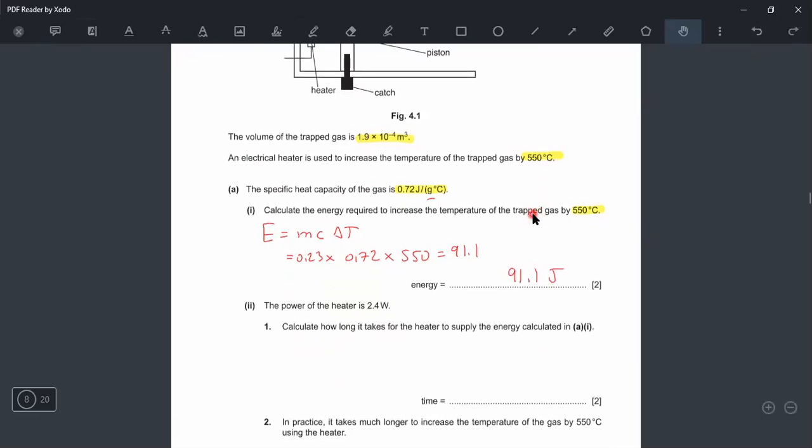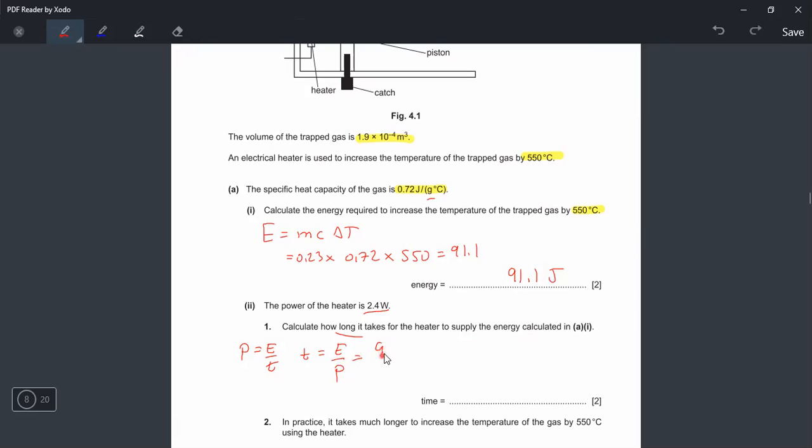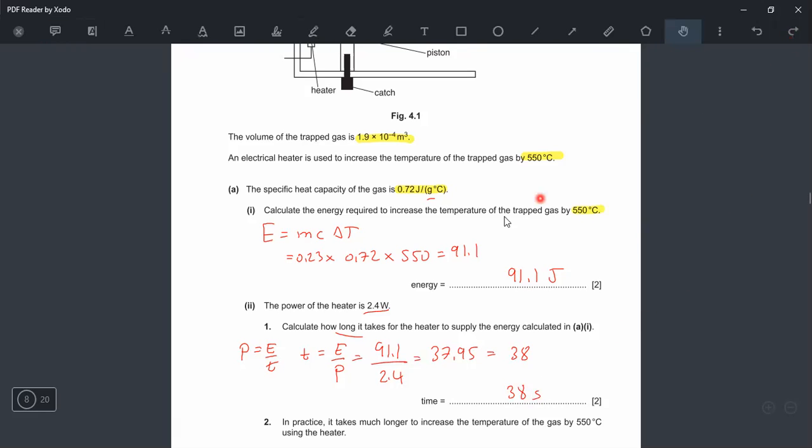Fantastic. The power of the heater is 2.4 watts. Does he want time now? Yeah, he does. Calculate how long, as in time, it takes for the heater to supply the energy calculated in part (a). So do remember that power is energy per unit time. So if you do want the time, time is energy over power. The energy is 91.1 divided by 2.4. I'm just going to divide my previous answer by 2.4, which gives me 37.95. So if we round this to 3 significant figures, it just gives me a solid 38 seconds. We're using SI units here, folks.